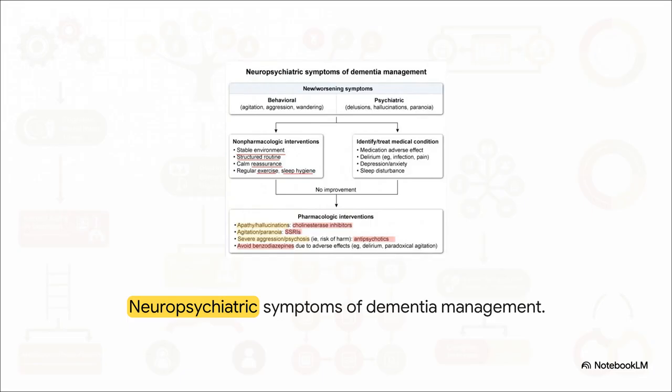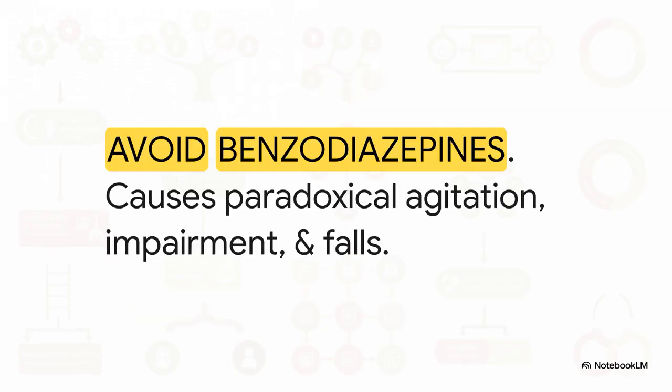You start with non-pharmacologic interventions, a stable environment, a structured routine, and gentle redirection. You only escalate to pharmacologic interventions, like off-label low-dose antipsychotics, when there is a severe, immediate risk of harm. And finally, an absolutely crucial exam trap: avoid benzodiazepines in the elderly. Whether it's for insomnia, anxiety, or behavioral symptoms of dementia, benzos are strictly contraindicated.